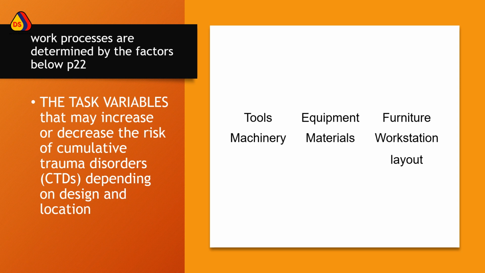Proper lighting is essential to prevent eye strain and maintain good posture. Inadequate lighting can lead to employees leaning forward or squinting, which can contribute to CTDs. Train employees on proper ergonomics and work techniques. This includes teaching them how to adjust furniture and equipment to their advantage and the importance of taking breaks.